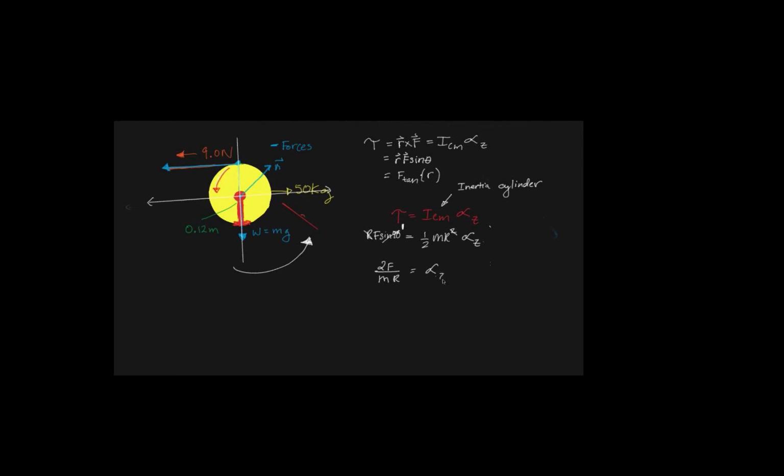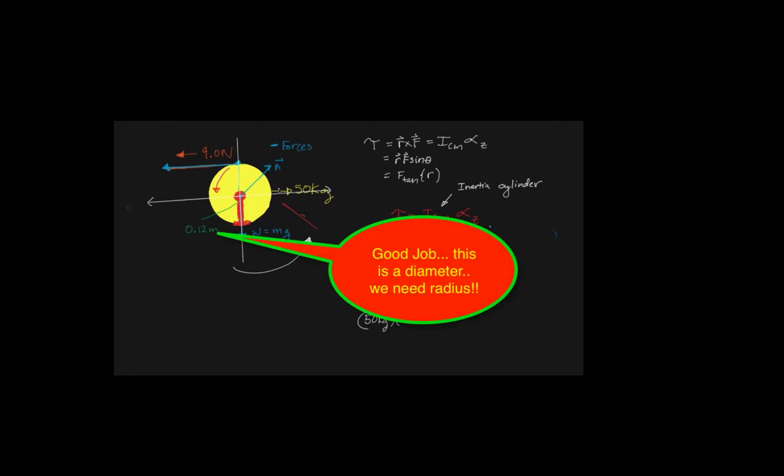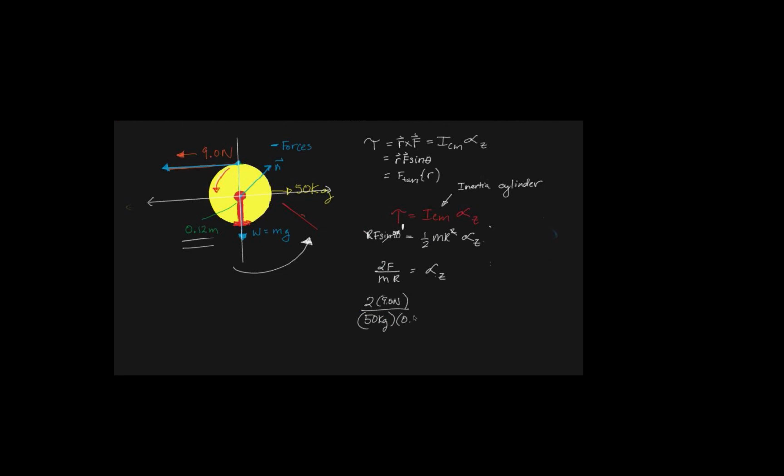Good. So if you do that on your calculator, it'll be 2 times 9 newtons over the 50 kilograms times the 0.06 meters. Good, because they gave us the diameter, so we need to change it to a radius. And that's going to equal alpha, which gives me 6.0 radians per second squared. Any questions on that?